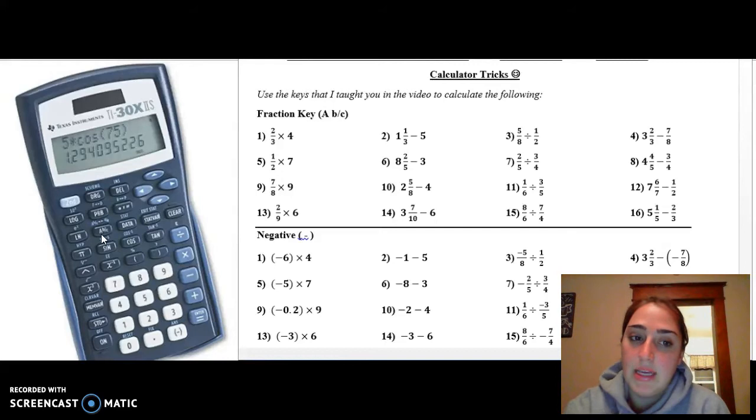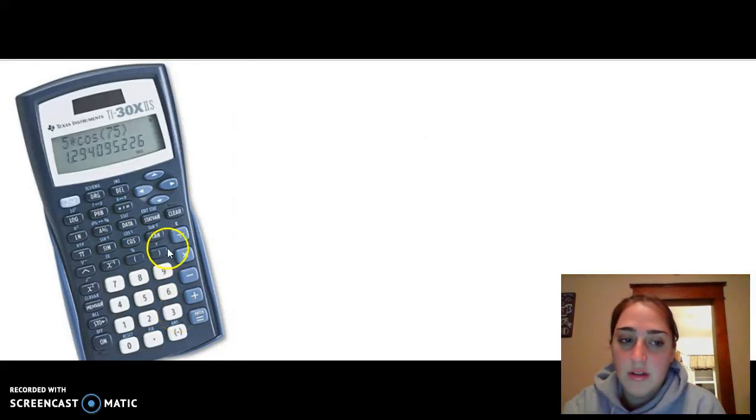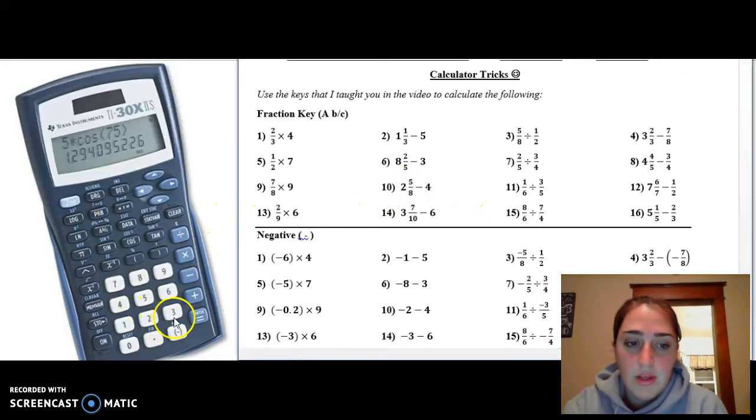So unfortunately, you can't see me type that in because I don't have one of the calculators at home with me right now. But you would do, so for here, for number 1 under the fraction key, you would do 2, and then you hit that ABC key, and then you hit 3. So that fraction's over, so now we would just move on to multiplication. Multiply by 4, and now I lost my document. Oh, sorry. So it would be 2, ABC key, 3, times 4. Okay, so that's all you'd be doing now.